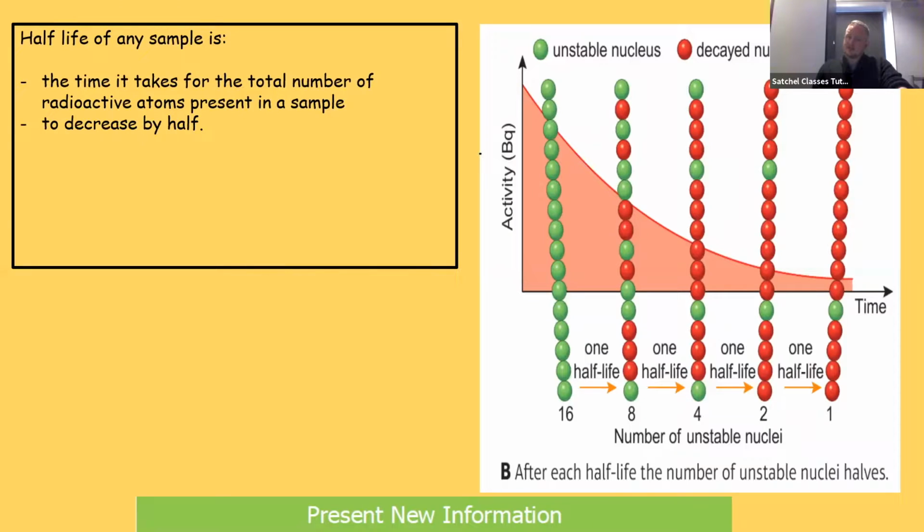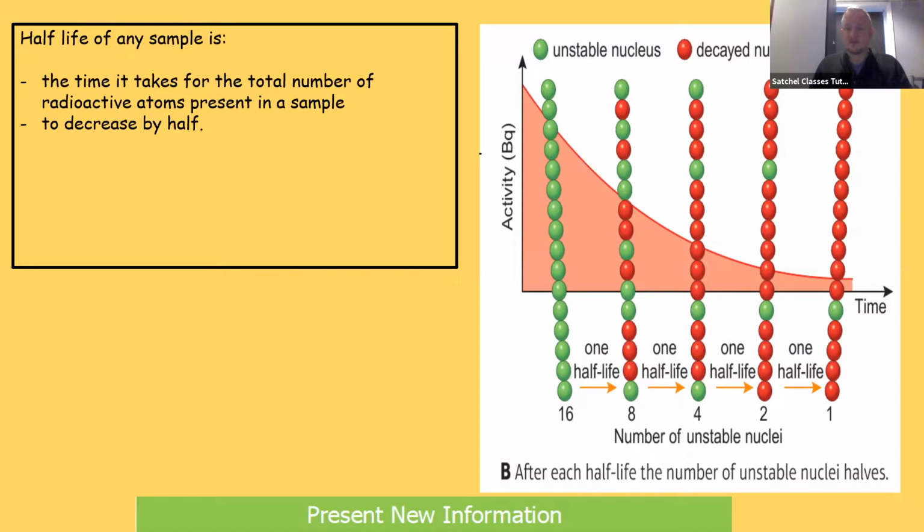This is a good approximation of it from a diagram where we have 16 green atoms, which are representative of an unstable nucleus. After one half-life, half of those have decayed into the red decayed nuclei. So we've got 8 red, 8 green. You can see now we've got fewer left of the unstable nuclei, so now we've got a lower count rate. And this can be plotted as we're going along on a graph of activity in becquerels against time.